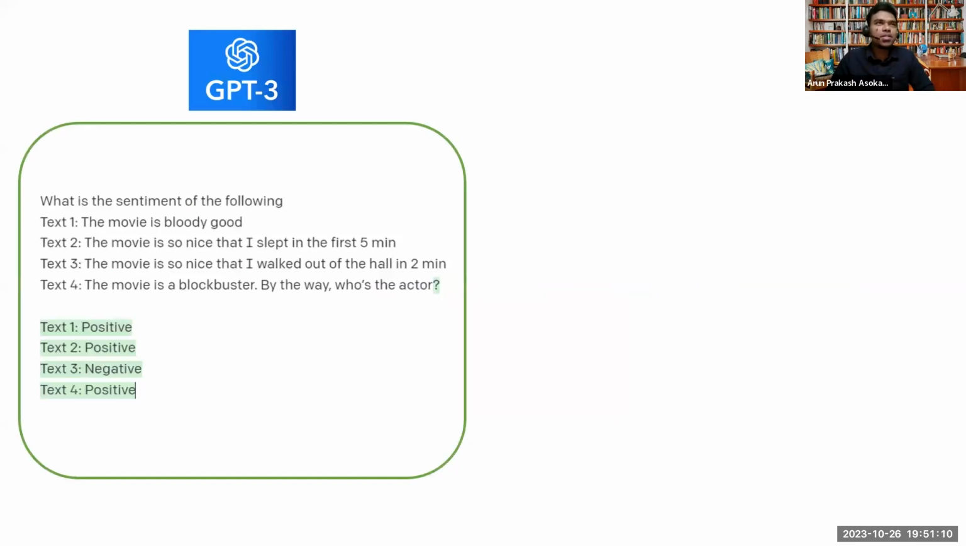If you give these 4 pieces of text, which is about movies, it was able to say whether it is a positive sentiment or a negative sentiment with a zero shot. You never trained a model. You just said the movie is bloody good, which is interesting. It's found it is positive.